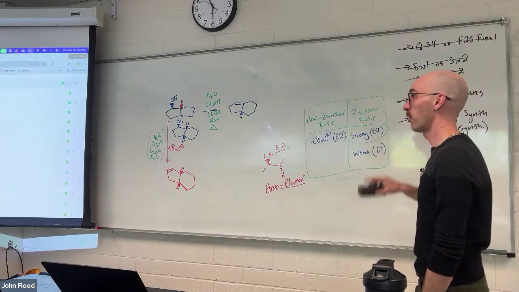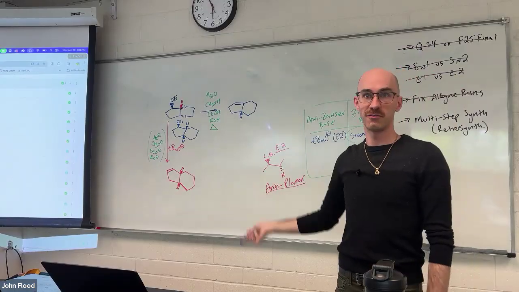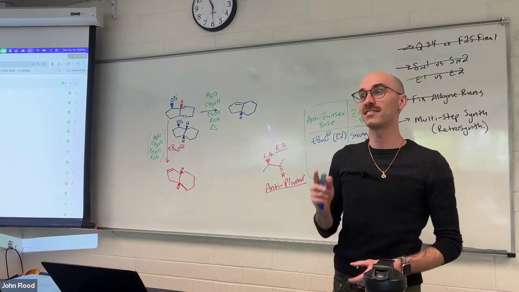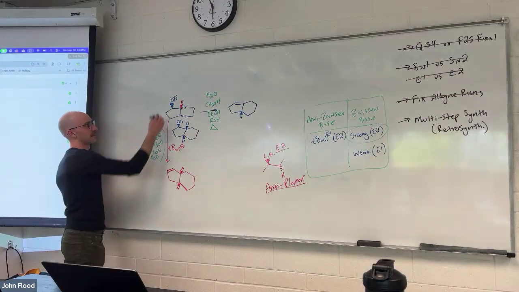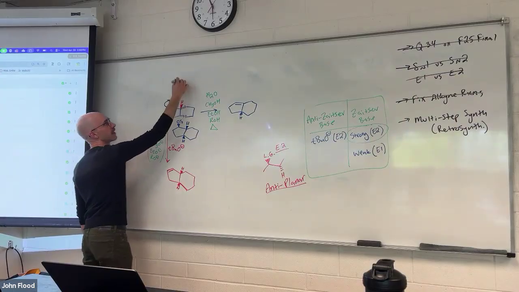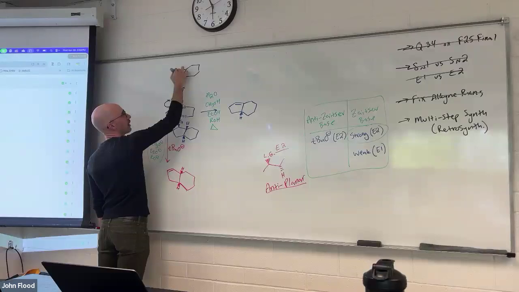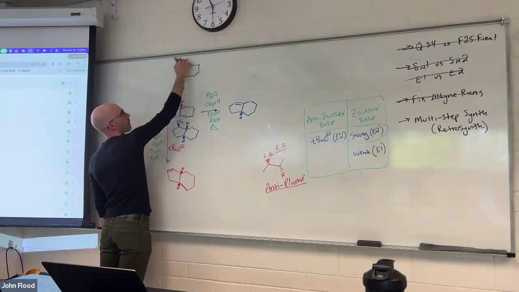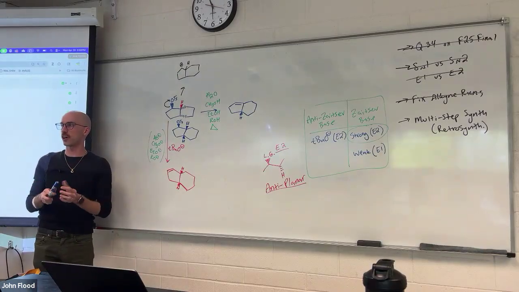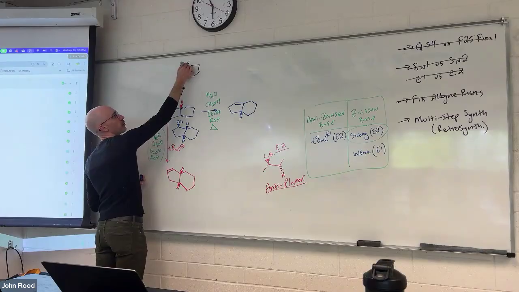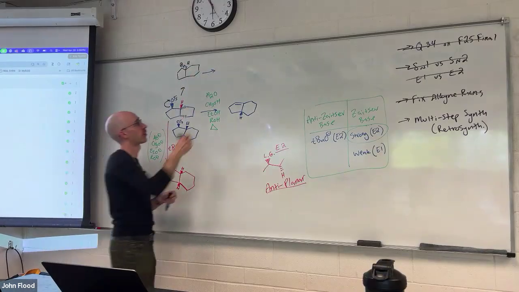Britton, you make a good point, which reminds me, that's not the most Zaitsev product. That's just the second most Zaitsev product. All right, so let's do the mechanism here. Leaving group leaves, and I get my carbocation intermediate, which I think you were pointing out, Britton, is adjacent to a tertiary carbon. So it should go through a hydride shift to form a more stable carbocation.